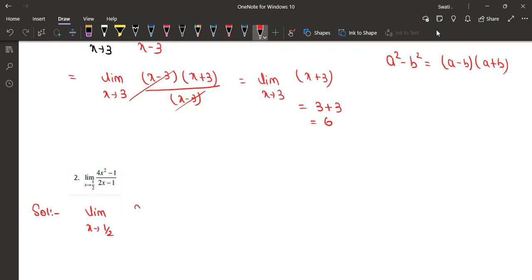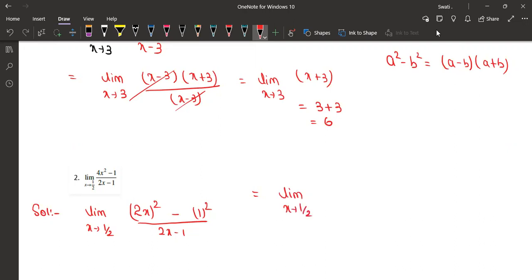Very simple. We can clearly see it's 4x squared that we can write down as 2x whole square, because that will be 4x square only, minus this 1 I can write down as 1 square. Now, when you practice questions in math, especially in these topics like integration, derivation, limits, trigonometry, you will only realize eventually what you have to do exactly. That is why the practice is very important. Okay, so let's write down limit x tends to half.